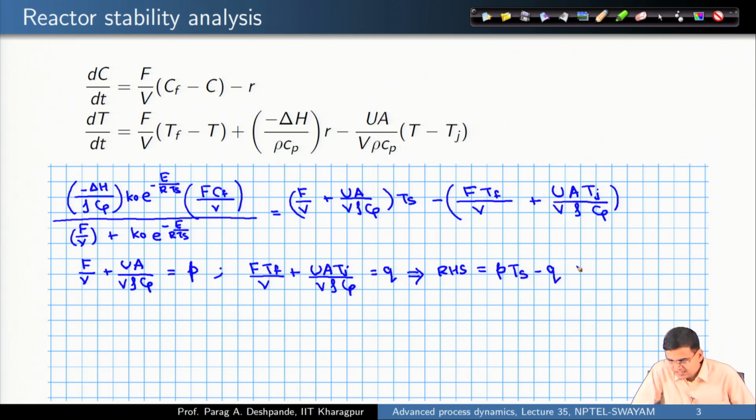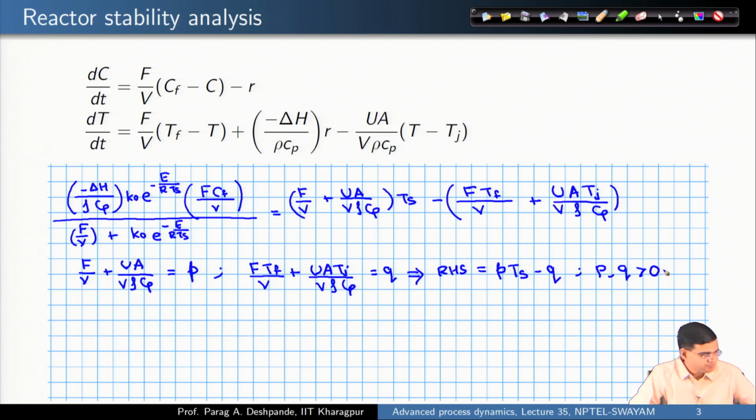And what kind of a function is this? This is simply a linear function with P and Q as constants. Okay. So, what kind of quantities would P and Q be? F, V, U, A, rho, C, P are all positive. So, P would be positive. Similarly, F, T f, V, U, A, T j, rho, V, C, P are all positive. So, therefore, P as well as Q would be positive. So, P, Q greater than 0.